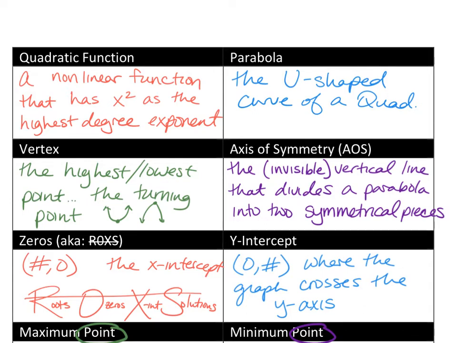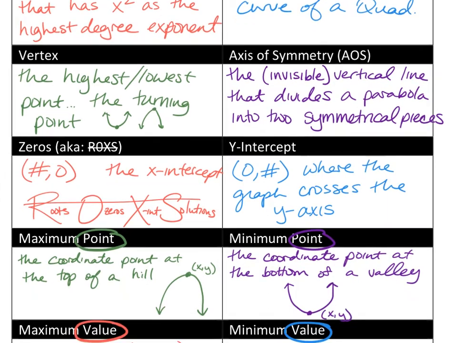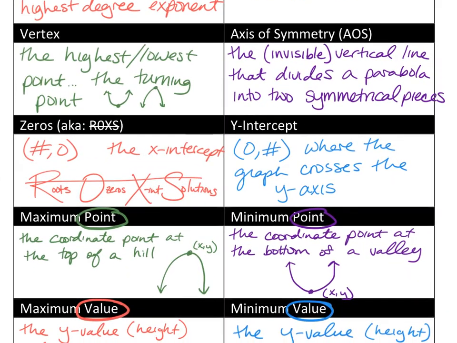Now you probably did not write this down because I don't think I had it defined on there, but when we're talking about the zeros, what did you guys write as your definition for the zeros? The x-intercept is correct. Zeros is a fancy way to talk about the x-intercept. In fact, there's 4 fancy ways to talk about the x-intercept, and they spell out the word rocks.